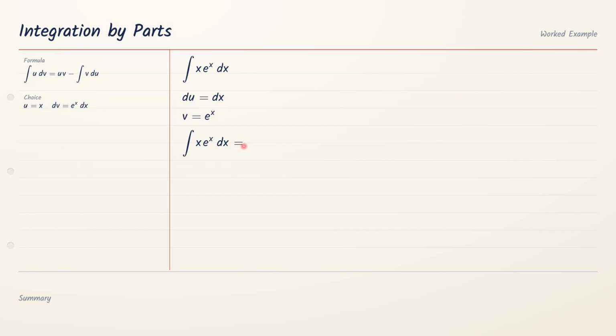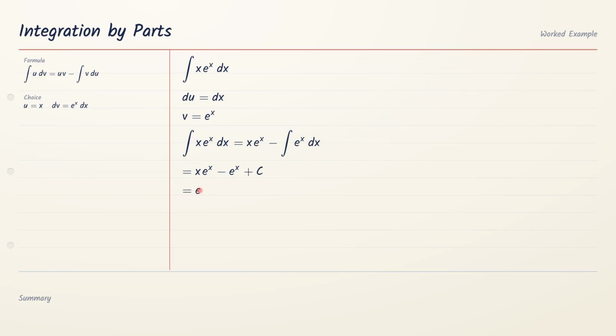U times v is x times e to the x. And then we subtract the integral of v du, which is the integral of e to the x dx. Notice the new integral is much simpler than what we started with. That's the sign integration by parts worked in our favor. The integral of e to the x is again e to the x, so we subtract that off.